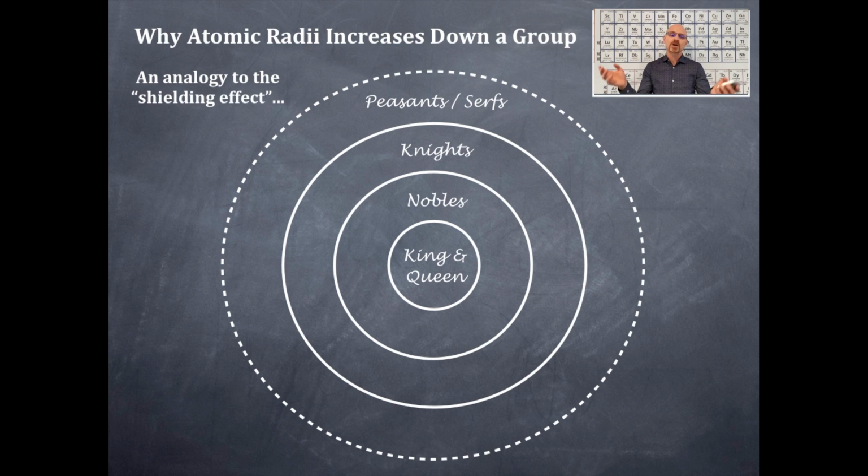And the knights have to go through the nobles to get to the king and the queen. Every now and then the knights can get to the king and the queen, but not very frequently. So you should see that as you get to larger and larger values of n, you get farther away from the nucleus. Then we have the peasants and the serfs. The peasants and the serfs are outside the knights. So you should see that the king and the queen are protected by the nobles, which are protected by the knights, and then the peasants and the serfs are outside.